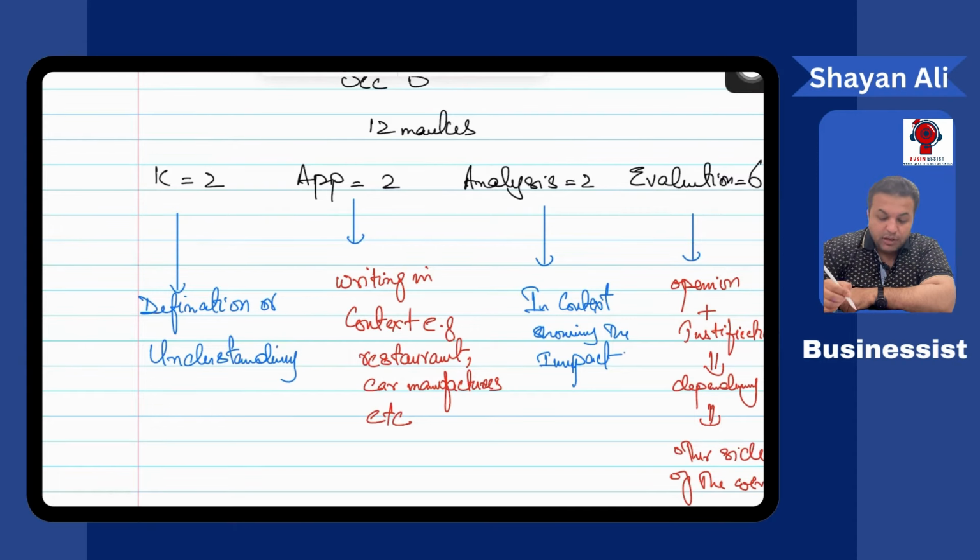In 6 marks, the key is that first of all you have to write your opinion. After writing your opinion, you have to justify your opinion, as we already spoke about, justification. After justification, definitely you have to show the dependency of that justification. Now, what I mean by dependency, you're going to see in my model answer right now. And then the other side of the coin. So this is basically the template of writing an evaluation paragraph for a 6 marker. So better you memorize this.